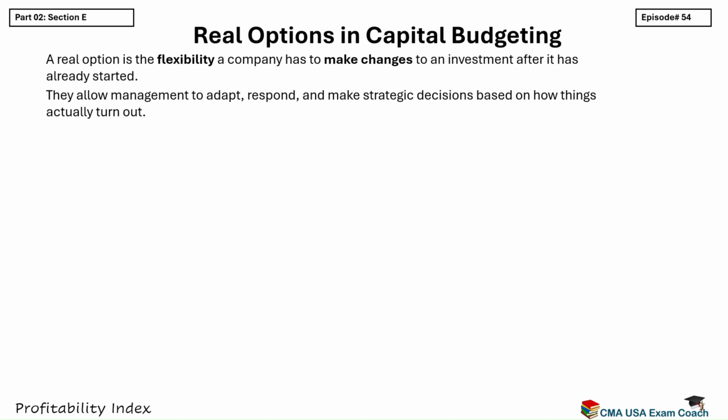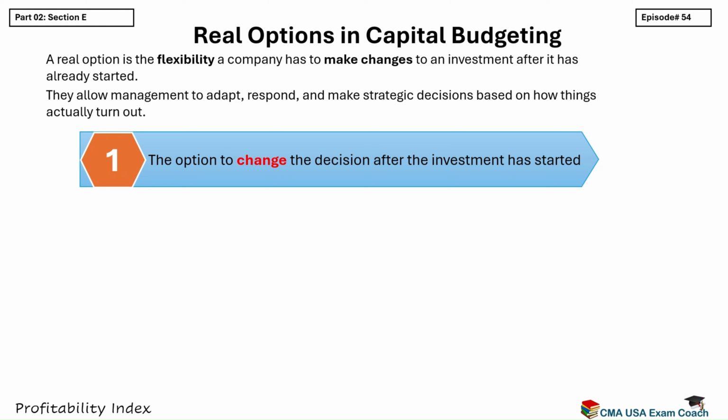Real options are especially valuable because the future is uncertain, and being able to adjust decisions can increase the overall value of a project. There are several types of real options. The first is the option to change the decision after the investment has started. For example, a company may begin a project but later decide to change its approach, scale, or method based on new information or market conditions.